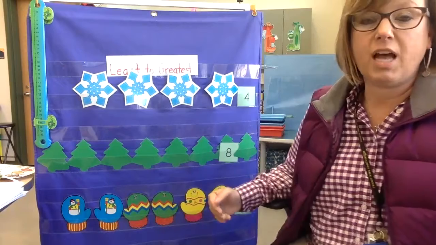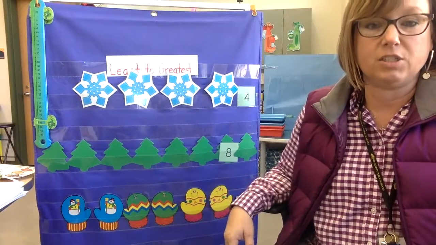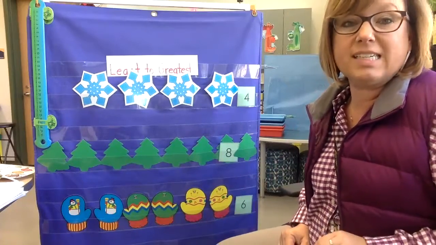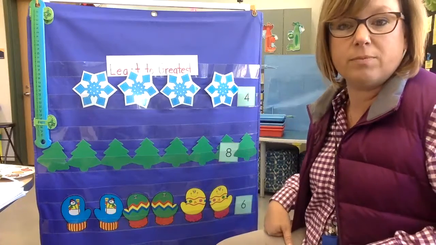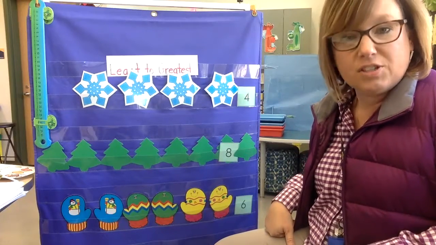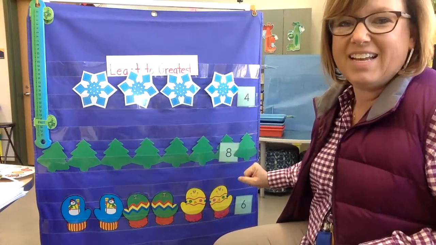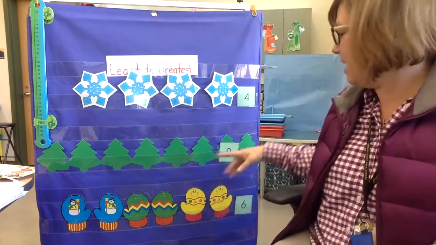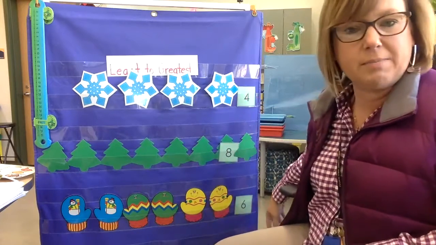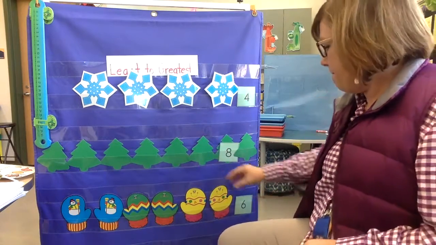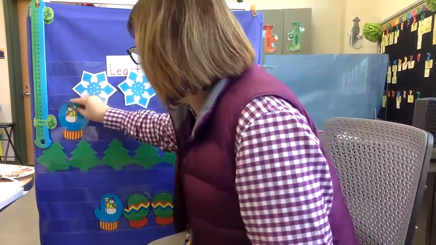Now I'm going to ask you to help me put them in order from least to greatest. So which number is the smallest or the least amount? Which one has the least amount? The snowflakes. Good job, the snowflakes. So I'm going to leave them there, okay? Now, which one comes next? The 8 trees or the 6 mittens? The 6 mittens, right?